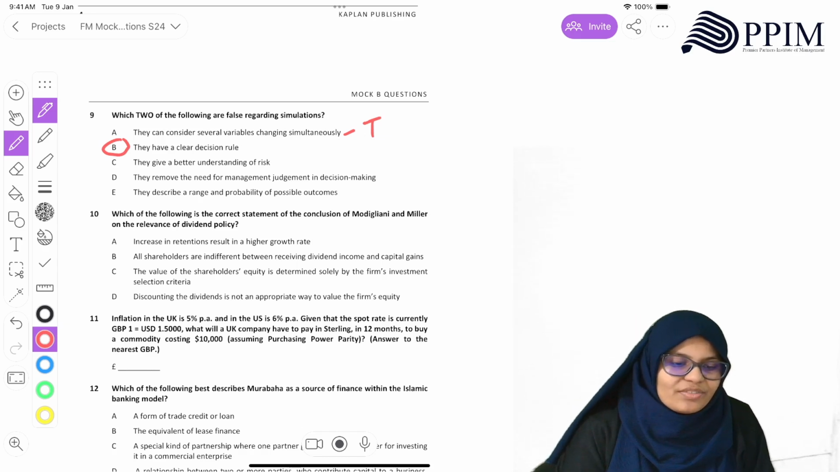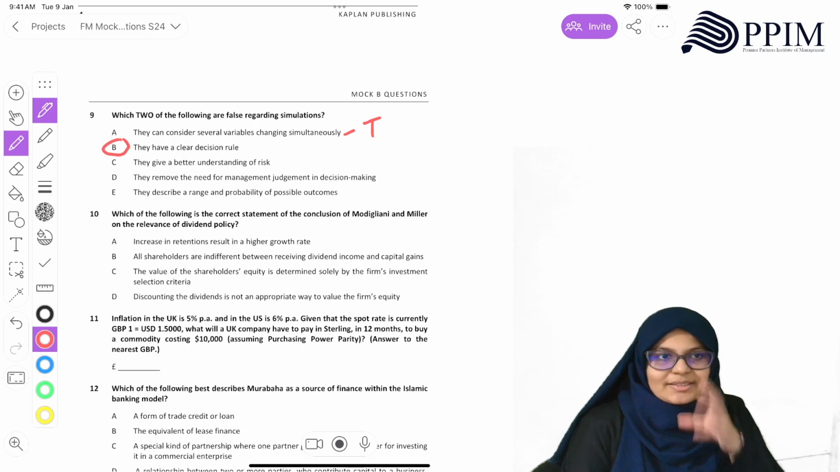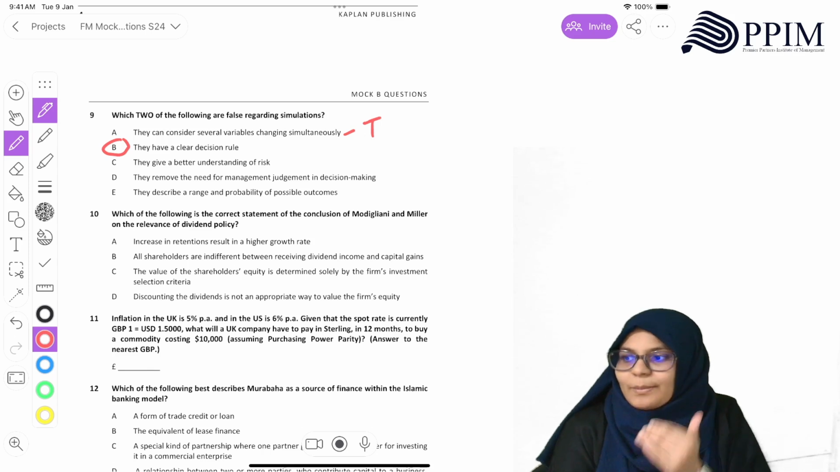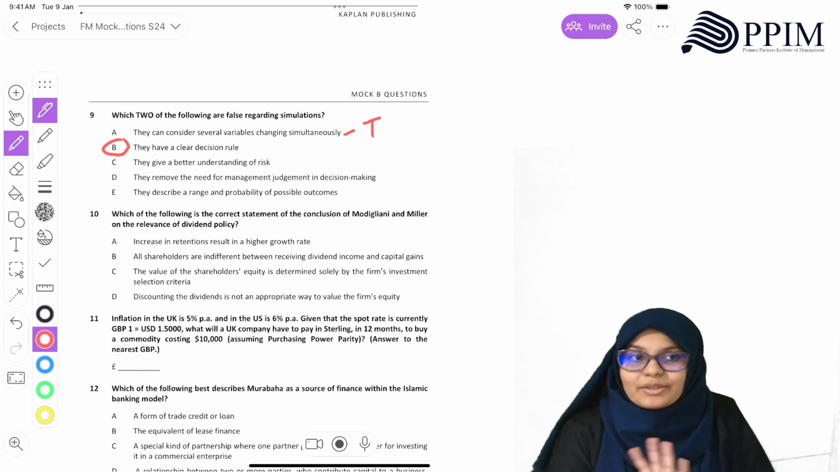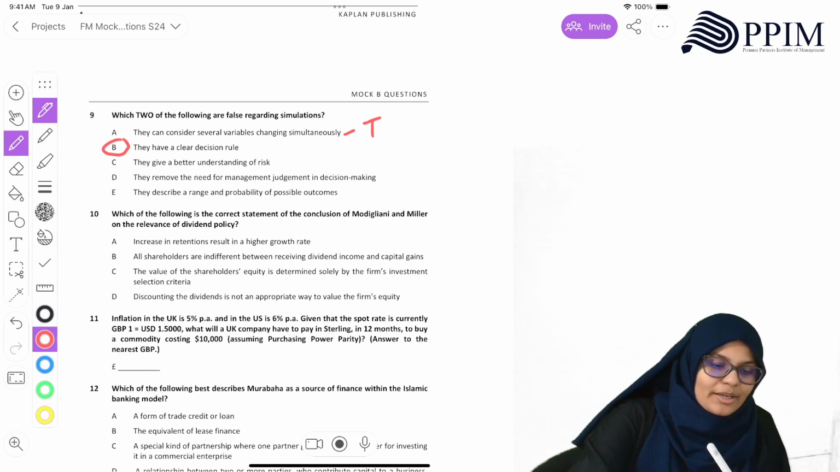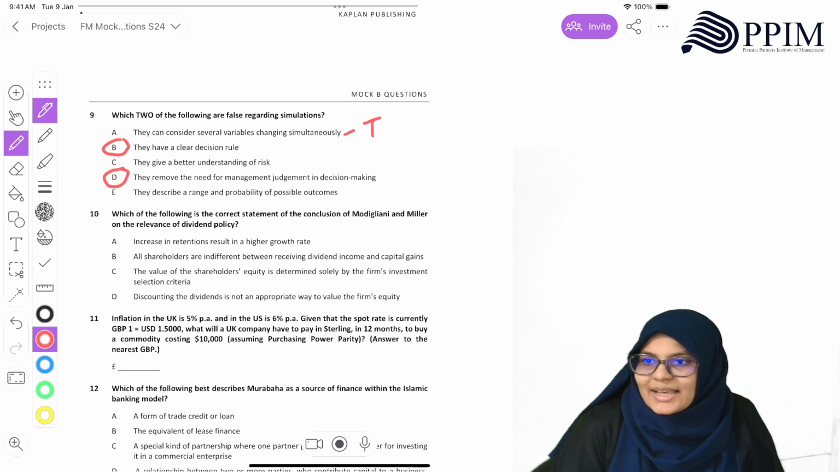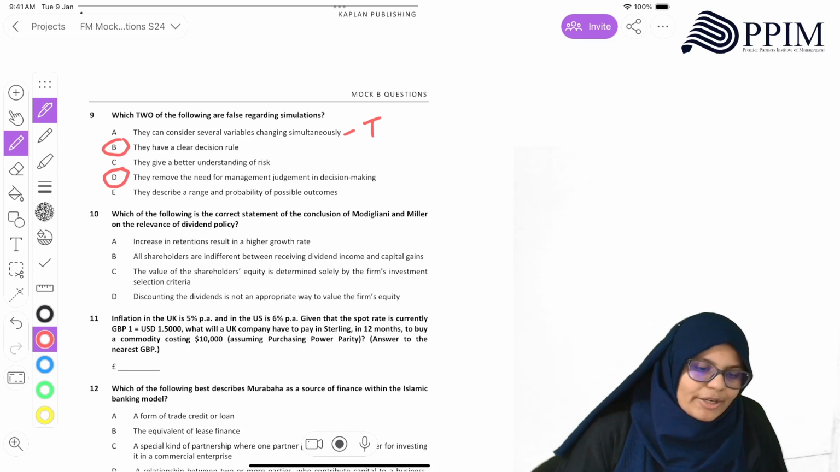D is saying they remove the need for management judgment in decision making. That is wrong. Management judgment has to be there because the system doesn't tell you what is right and what is wrong. It will just tell you this can happen. It's up to management to decide whether we are going to go ahead with this project or whether it is too risky for us. So it doesn't remove the need for them to put in their expertise. So D is wrong. E is saying they describe a range and probability of possible outcomes. That is true. So the only two false statements are B and D.